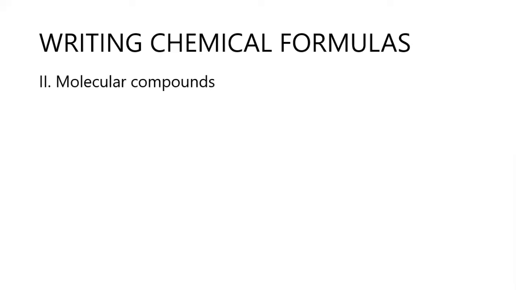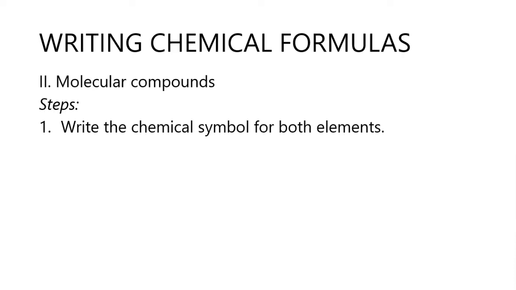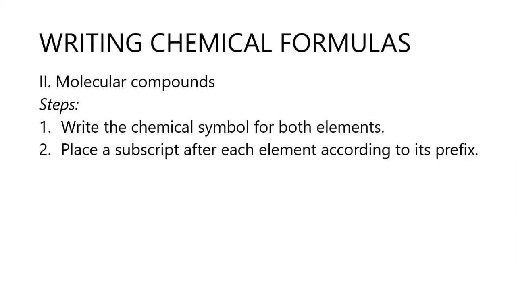Next. For molecular compounds naman, mas madali ito kasi hindi mo na kailangan yung charge ng bawat ion. Write the chemical symbol for both elements. Place a subscript after each element according to its prefix. Do not simplify. So kung kanina sa ionic compounds, nagsisimplify tayo, ginagawa natin silang simplest ratio, dito bawal po. Ang rule po sa molecular compounds ay bawal mag-simplify.